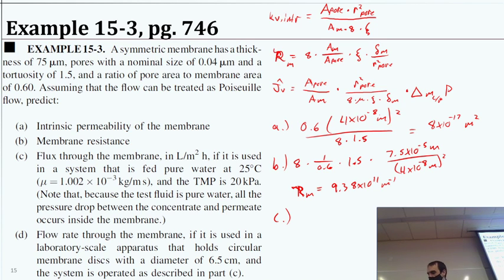For the flux here in part C, one thing to note here is we need to convert from kilopascals, so 20 kPa is going to be equal to 20,000 newtons per square meter. So 20,000 pascals.